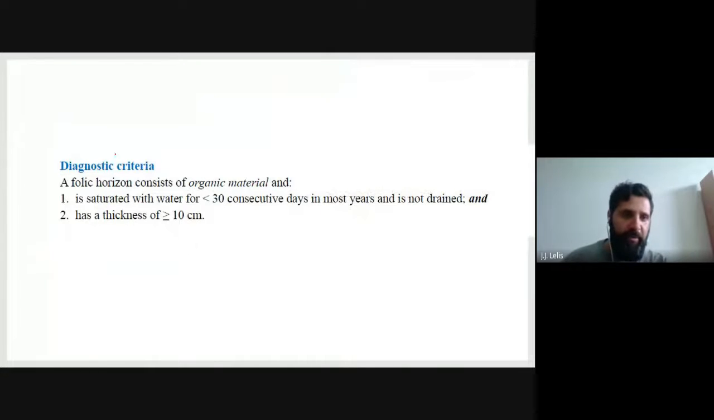The diagnostic criterion for these folic horizons is that it shouldn't present a high number of days with influence of water, at maximum less than 30 consecutive days when you have water, in moist years and normal years, okay, and you should present at least 10 centimeters of thickness.